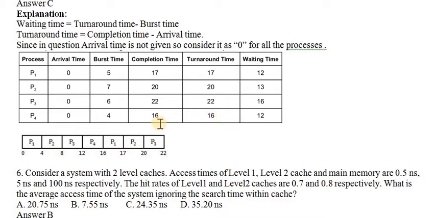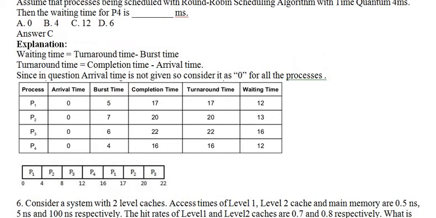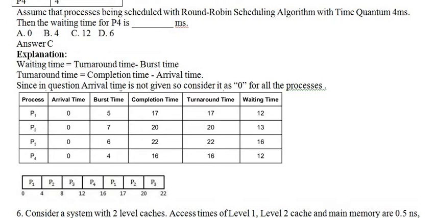And what is the waiting time? This P4 has to wait until P1, P2, P3 complete their tasks, each 4 milliseconds, so totally 12 milliseconds. That is our answer. There is no need to complete the remaining things; simply with the help of this Gantt chart we are able to do it.